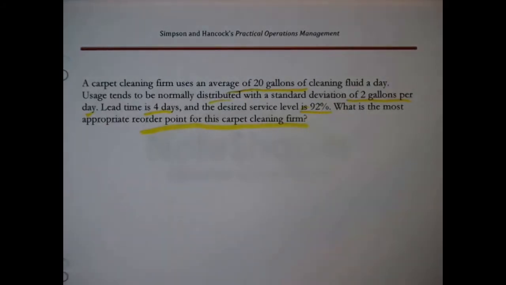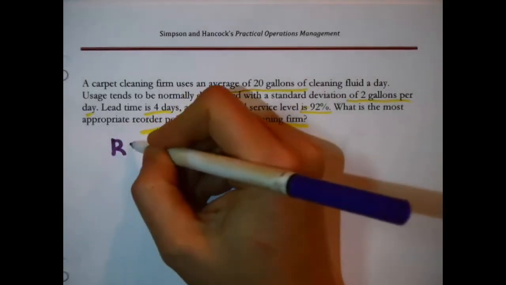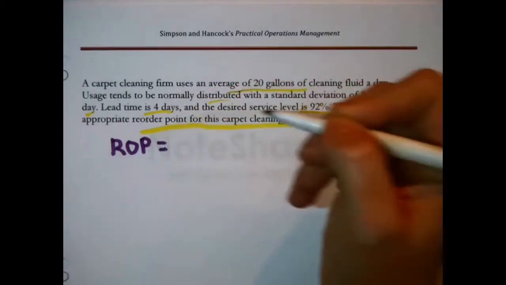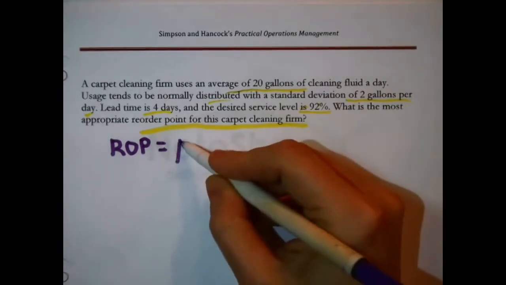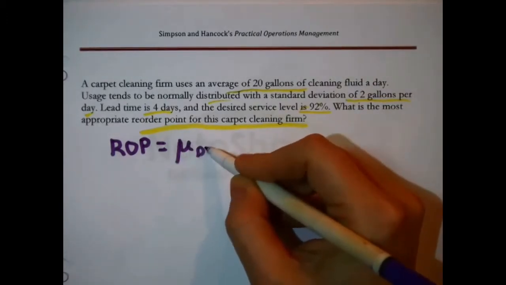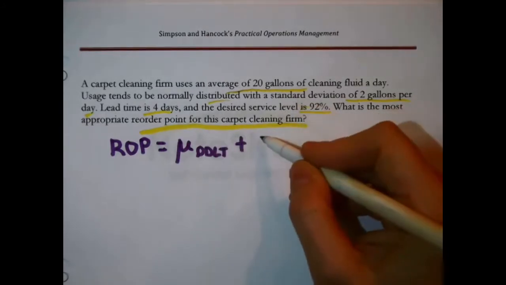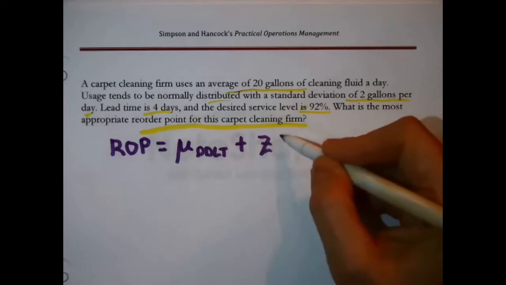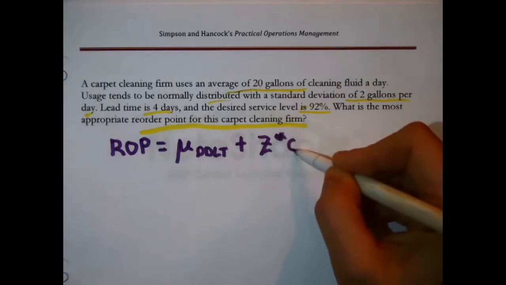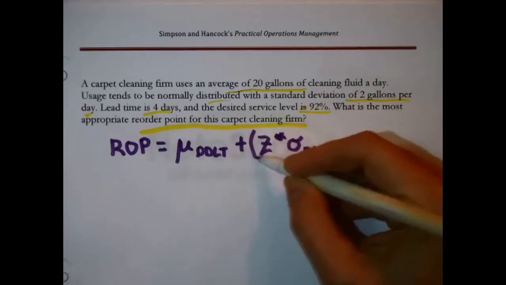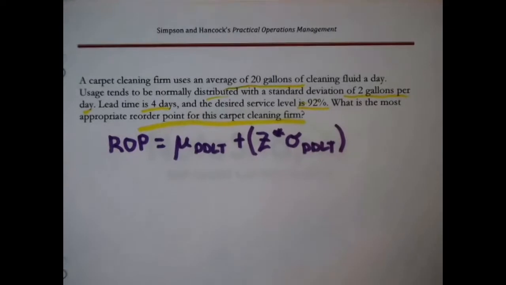Now, first off, setting a reorder point. That's a formula. Let me think, what is that formula? Well, setting a reorder point is all about the distribution of demand during lead time, because your most appropriate reorder point should be your average demand during lead time plus some appropriate z-value times the standard deviation of demand during lead time. So I'll set those off in a parentheses.